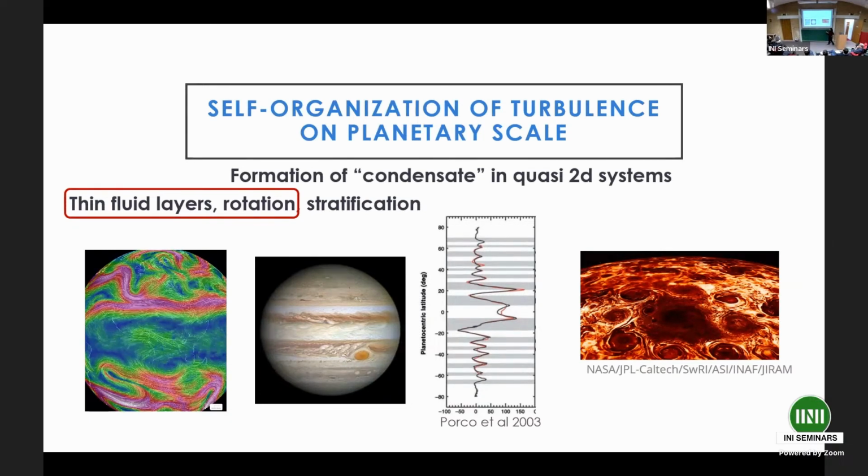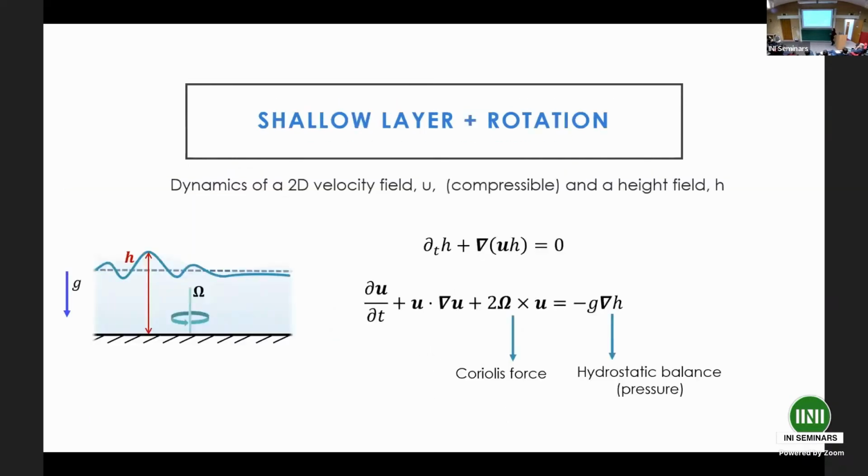And the two sort of properties that I want to focus on are thin fluid layers and rotation, which are, of course, present in the atmosphere and in the ocean and on Jupiter. Okay, so for that, I'm going to consider a very idealized model for the atmosphere, which goes a bit beyond just 2D Navier-Stokes, for atmospheric and geophysical flows. So this is a shallow layer plus rotation.